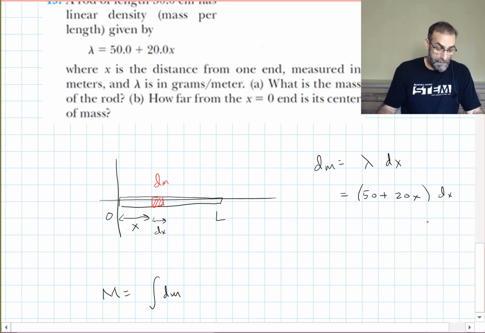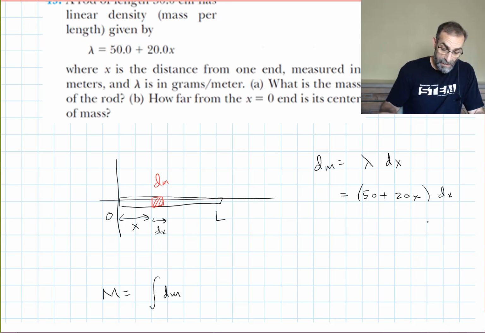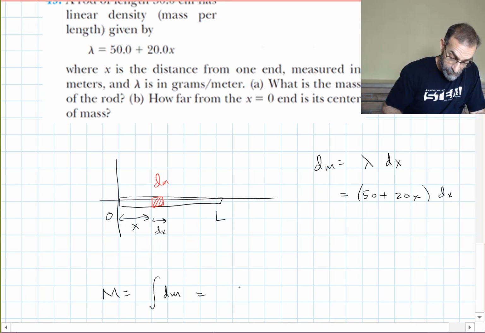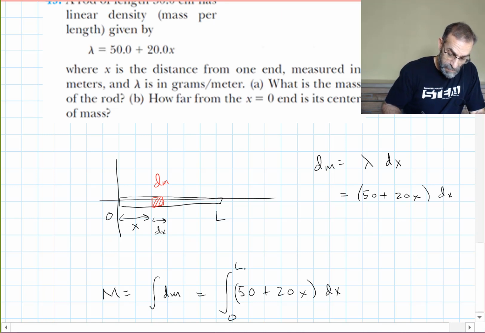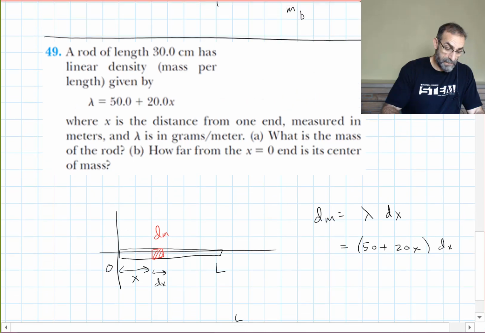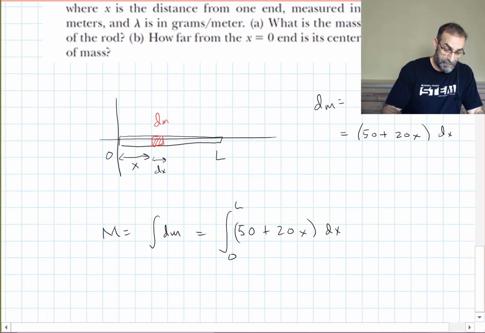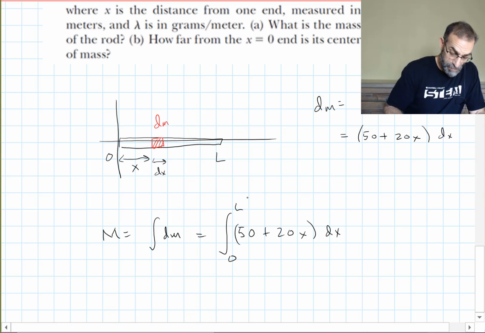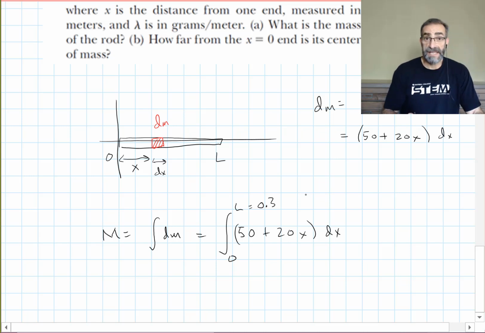And it's in meters. Oh, but lambda's in grams. Okay, grams. And our limits of integration, 0 to L. We're integrating over the whole length of the rod. So 0 to 0.3, because it's in meters. X has to be in meters.